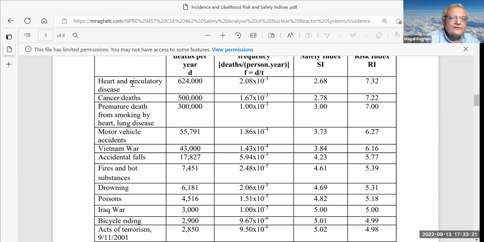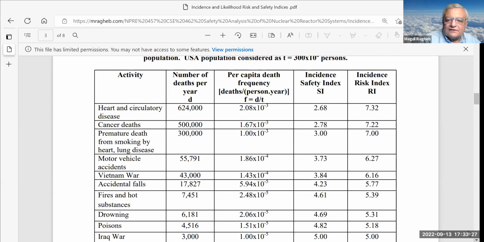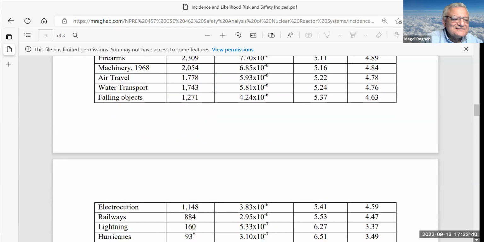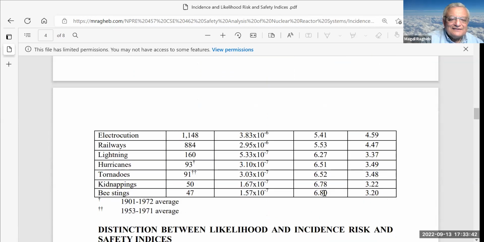For heart and circulatory disease, the safety index is 2.68, on the scale of safety, which is a scale from 0 to 10. However, you find obviously that the level of safety of bee stings is not that high. It is higher than definitely the cancer risk in terms of the deaths. So bee stings would be 6.8 only.